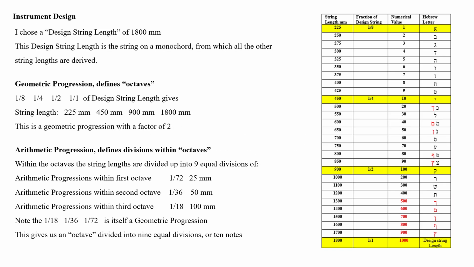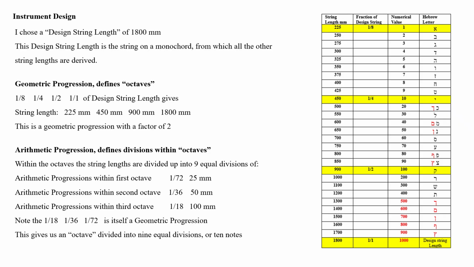I chose a design string length of 1800 millimeters. This design string length is the string on a monochord from which all the other string lengths are derived. Geometric progression defines the octaves. 1/8, 1/4, 1/2, and 1 of the design string length gives us string lengths Aleph 225 millimeters, Yod 450 millimeters, Kaf 900 millimeters, and the design string length at 1800 millimeters.